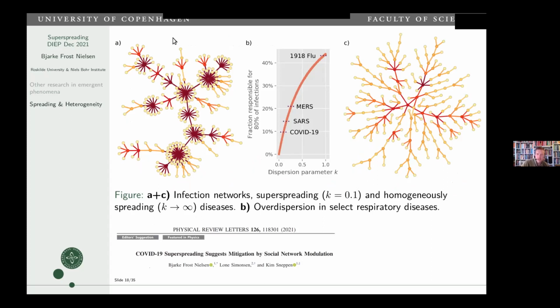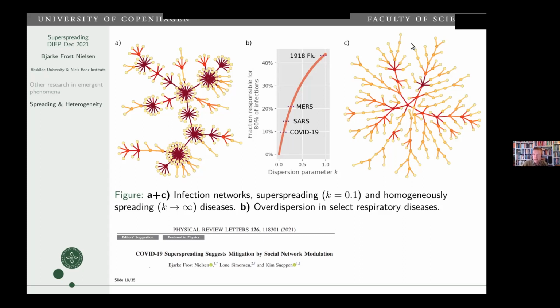You can almost imagine that if you have a very super-spready disease, like this one on the right, that's an infection network from a disease parameterized to look like COVID-19. Then you get this network that has some enormous hubs, and you can see that most secondary cases, these yellow ones, don't end up infecting anyone. It's only once in a while that you see a big outbreak. That's of course fairly obvious.